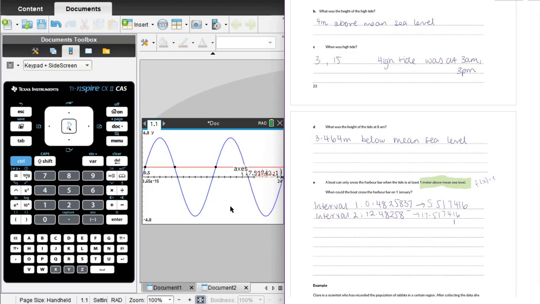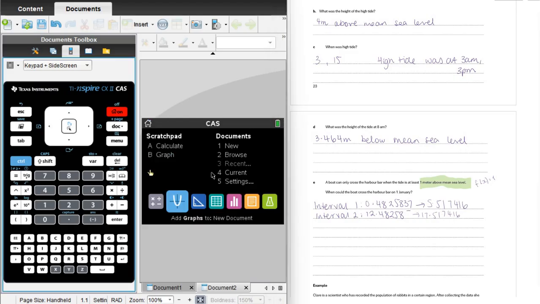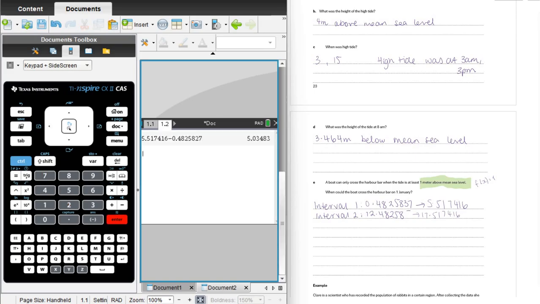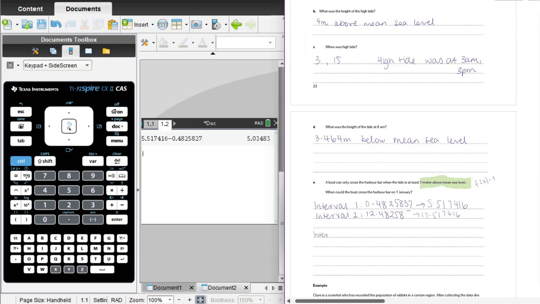Now that we've got these gross intervals, we need to actually figure out what their times are. Working with decimals is quite gross, but we're just going to have to do it. So you're going to open up your calculator, and we're going to find the difference for each interval. Use as many decimal places as you can until you get to your final answer. So 5.517416 minus 0.482583. So interval 1 is 5.03483 hours. Okay, remembering that we're working in hours.